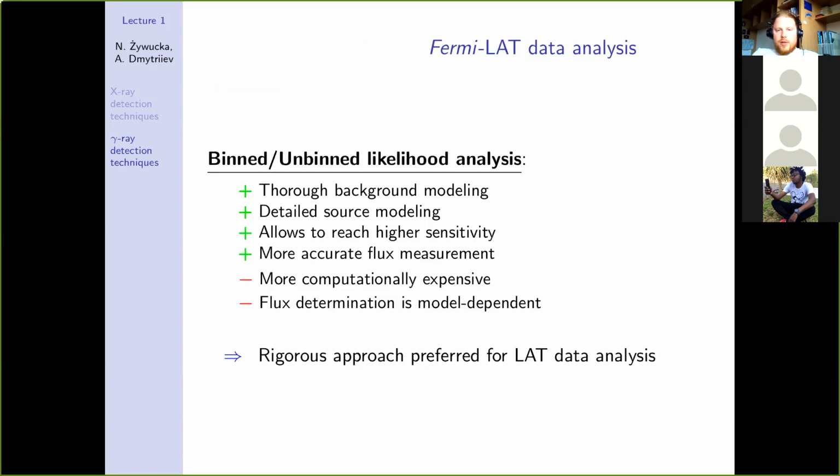You can also have a detailed source modeling, because you can specify the model of the source. For instance, if it's an extended source, you can specify a detailed spatial template, or you can specify the spectral model, like a power law or a log parabola. You have a whole bunch of instruments to model your background and source. And due to these virtues, you can reach much higher sensitivity, so you can detect faint sources more easily, and it provides more accurate flux measurement.